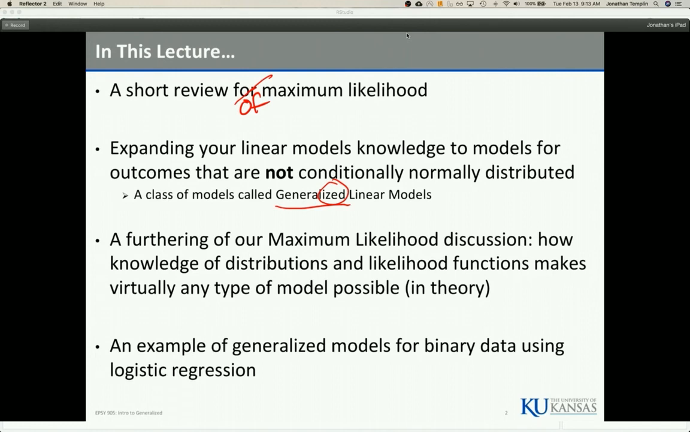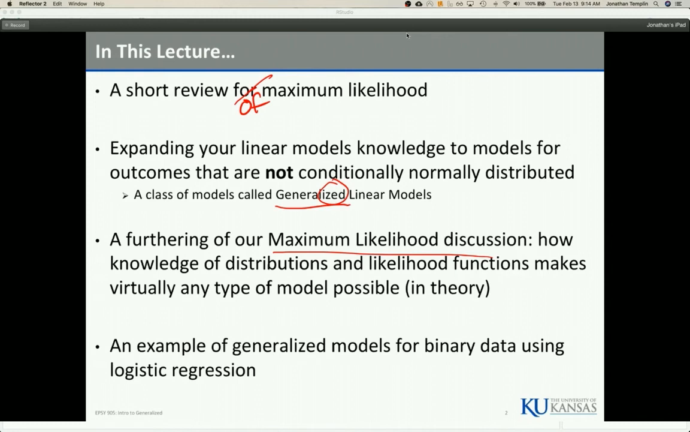And so we're going to then use this to further our knowledge of maximum likelihood, picking up from our previous lectures, and talk about how distributions and likelihood functions make virtually any type of model possible in theory. And that's the key. And then in the future, as we go forward, you're not going to have to worry about, again, normalizing your data or doing some other type of transformation for it. Instead, what you're most likely going to be doing is changing the type of model, changing the family of distributions to better match and to better mirror the outcome that you have.